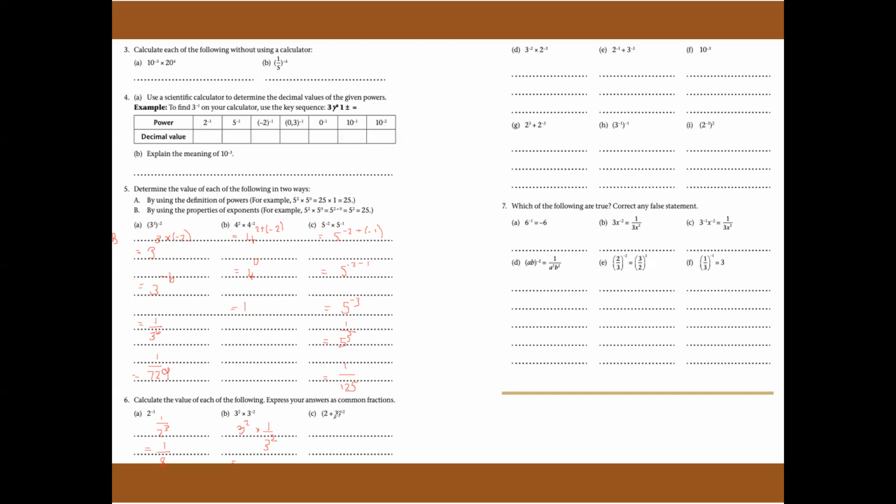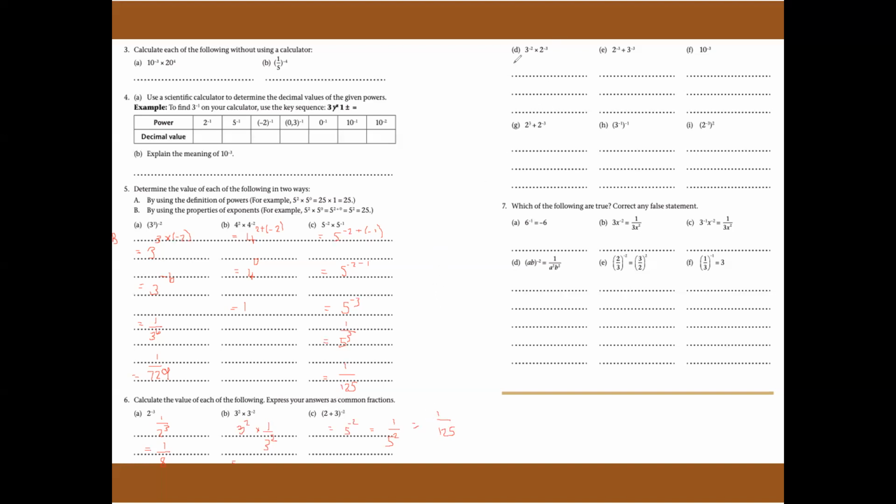Then this one, you can first work out the inside to give you 5 to the power of negative 2. We'll go this way, which if you write it as the inverse is written like that, and then 5 to the power of 2 is 25. There is your common fraction.